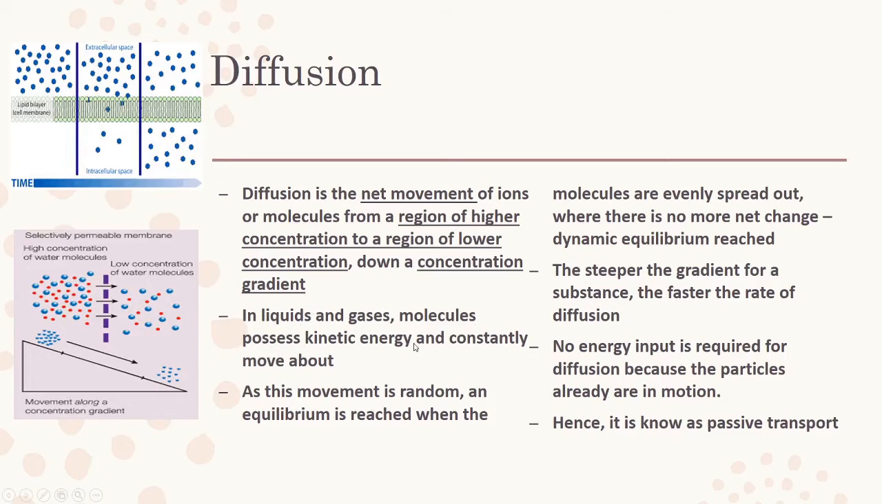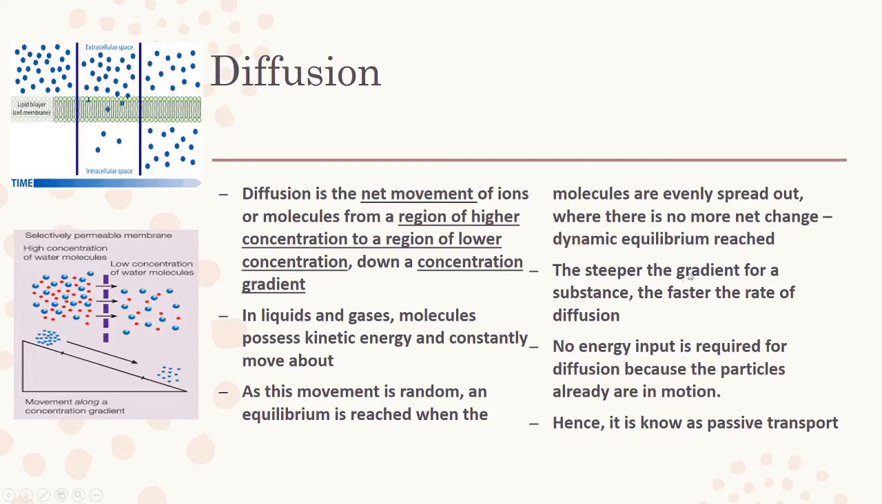In liquids and gases, molecules possess kinetic energy and constantly move about, which we also learned in our chemistry class. As this movement is random, an equilibrium is reached when the molecules are evenly spread out, where there is no more net change. Dynamic equilibrium is reached. Now equilibrium we will study more deeply in physics, but just remember that it is most like equality.